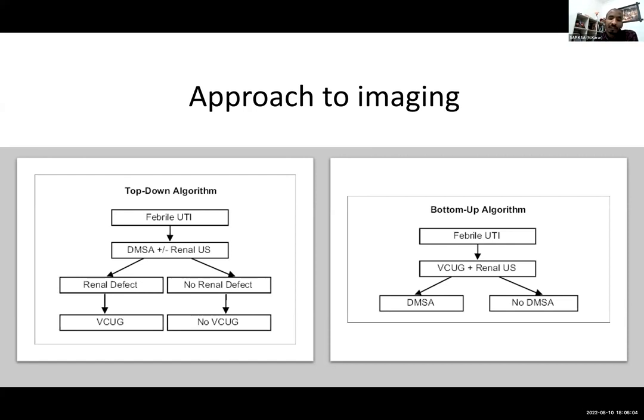the people who favor the top-down approach are trying to say the radiation from the MCUG is high and there is no need to predispose the child to radiation, while in the DMSA scan, there is no radiation. So this is their rationale. And those who say that we would like to start with the bottom-up approach, the rationale is that some people with VUR might be missed, and VUR is an important contributing factor to recurrence, so they want to discover VUR.